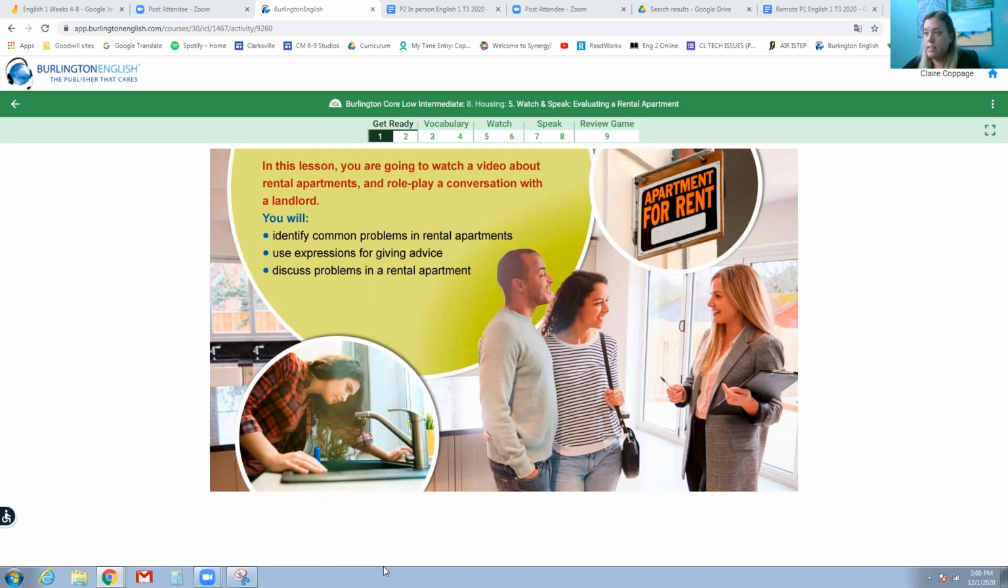And in this lesson, we will identify common problems in a rental apartment. We'll use expressions for giving advice. We like to help our friends and family when they are choosing a place to live. And we'll also discuss problems when you rent an apartment and how to solve them.